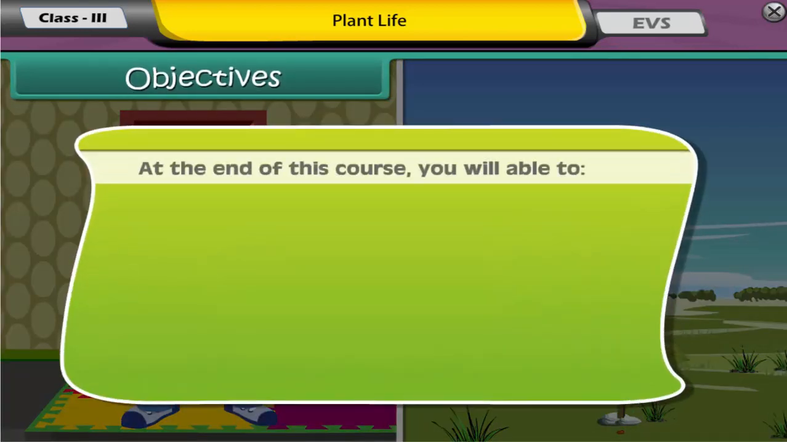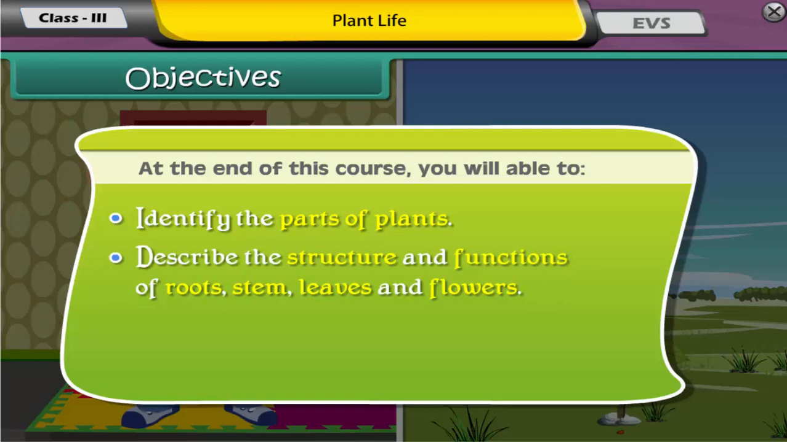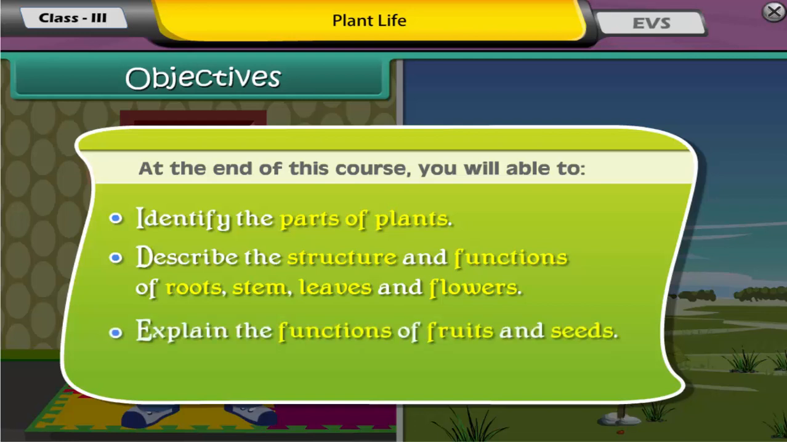Objectives. At the end of this course, you will be able to identify the parts of plants, describe the structure and functions of roots, stem, leaves and flowers, and explain the functions of roots and seeds.